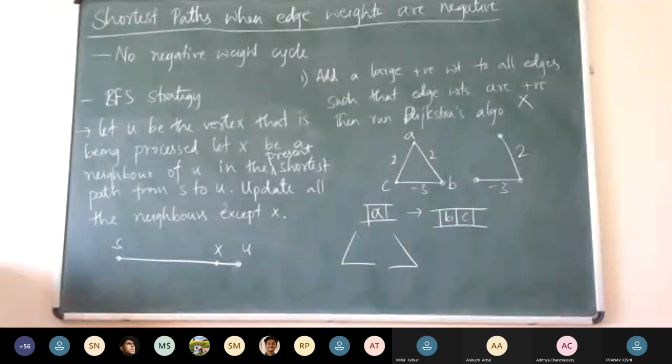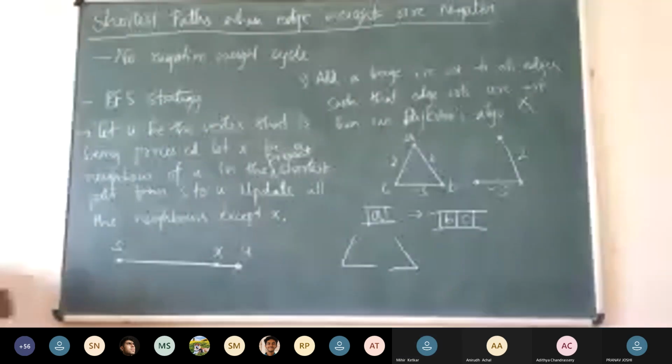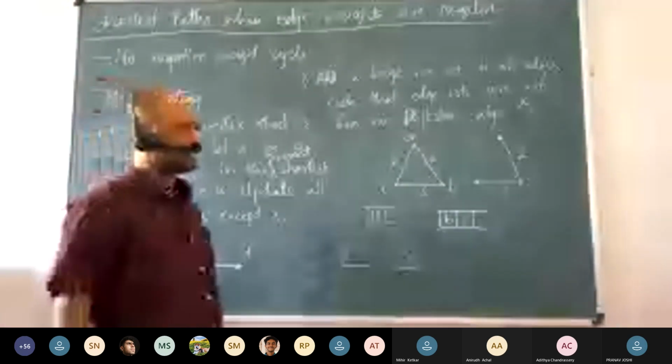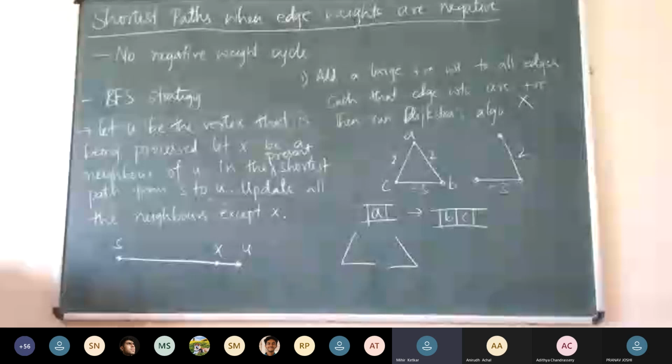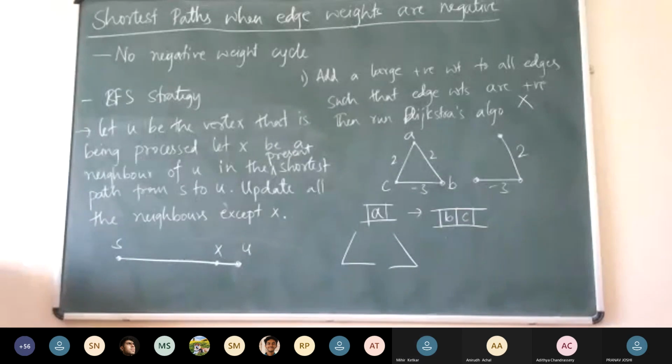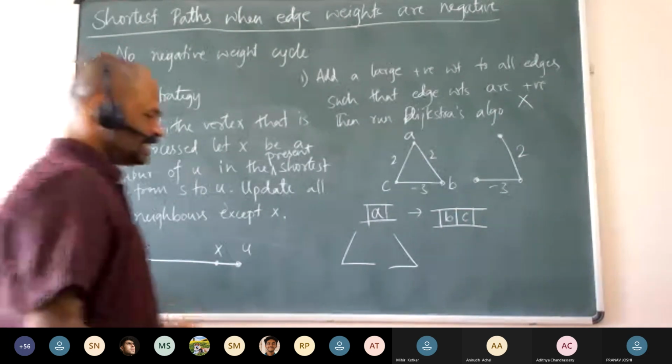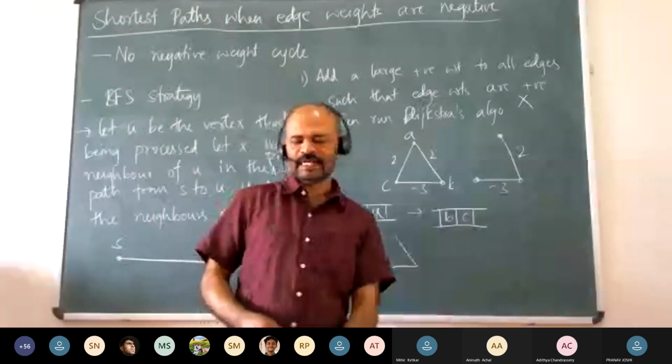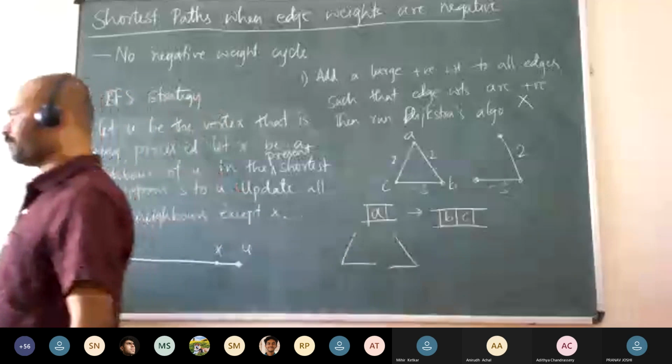Any path, we know, should not contain the same edge again and again, right? So even if there is a negative cycle, we can't actually traverse the cycle again and again to reduce the weight. The shortest path itself is not defined that way, right? Distance is not defined that way, right?